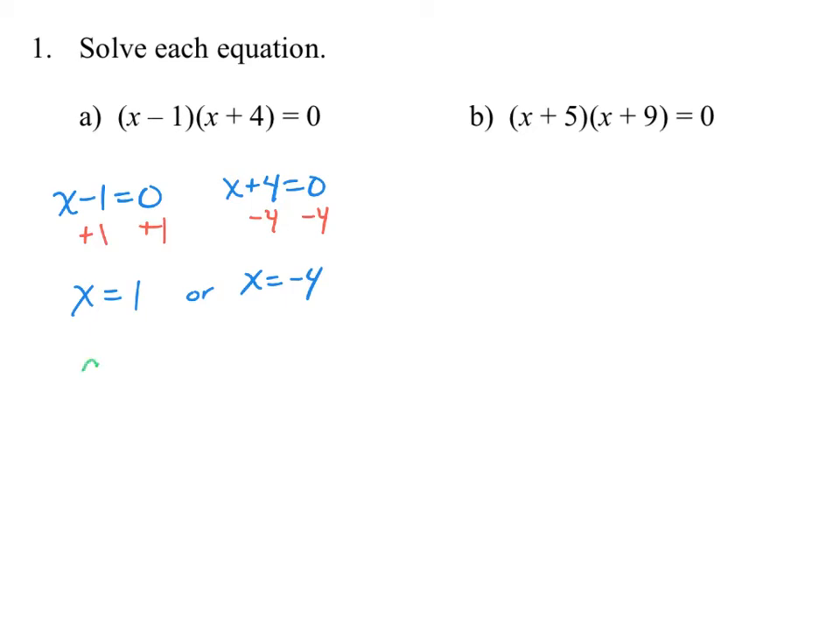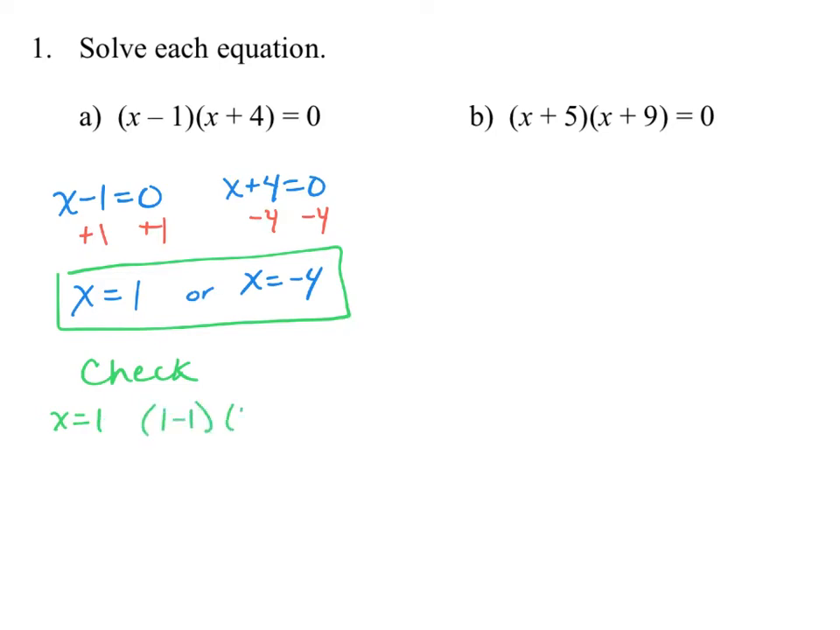And as always, we should check our work, and we can check our answers by plugging each one of those into the original equation. So when we check x is equal to 1, plugging it into the original equation, we get 1 minus 1 and 1 plus 4. And 1 minus 1 is 0, and 0 times 5 is 0. So we can say that is a solution.